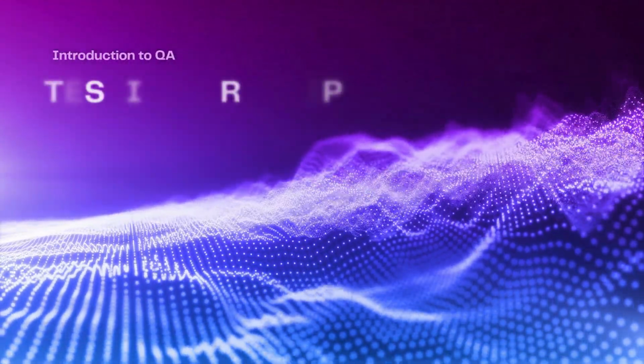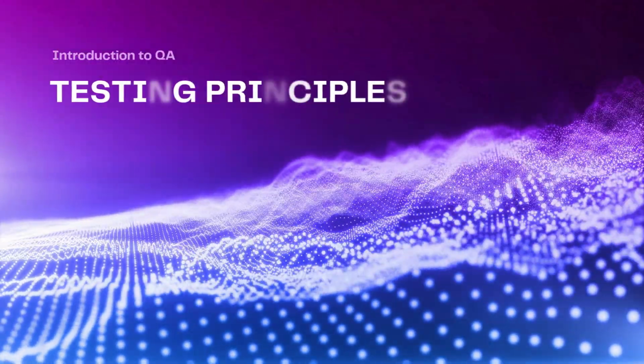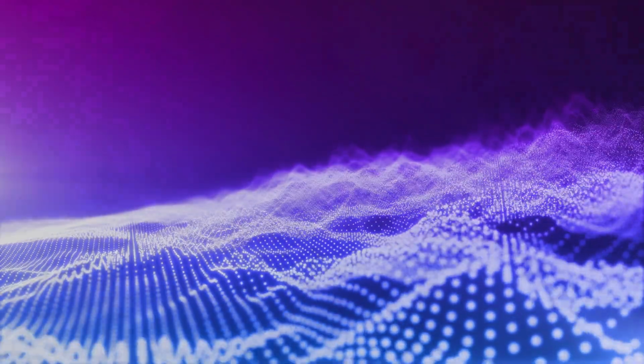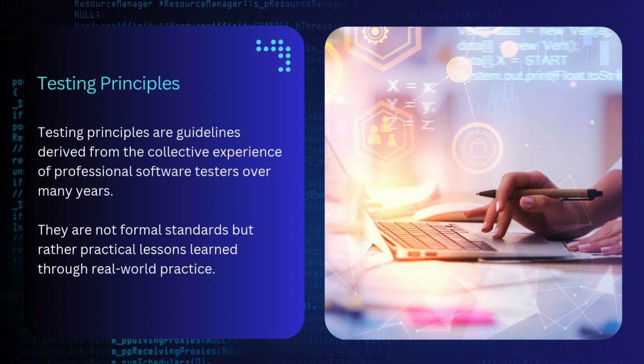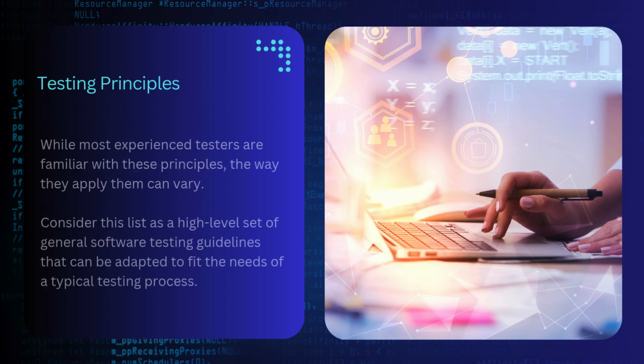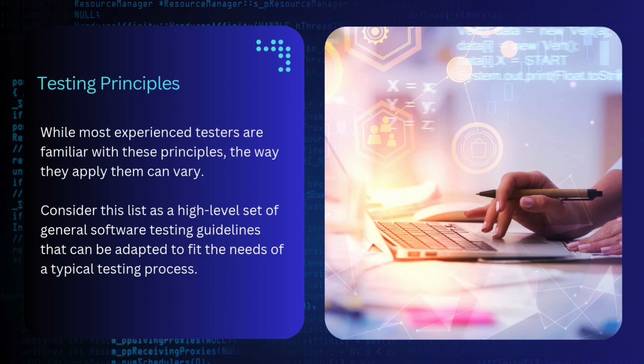Introduction to QA. Testing Principles. Testing principles are guidelines derived from the collective experience of professional software testers over many years. They are not formal standards but rather practical lessons learned through real-world practice. While most experienced testers are familiar with these principles, the way they apply them can vary. Consider this list as a high-level set of general software testing guidelines that can be adapted to fit the needs of a typical testing process.